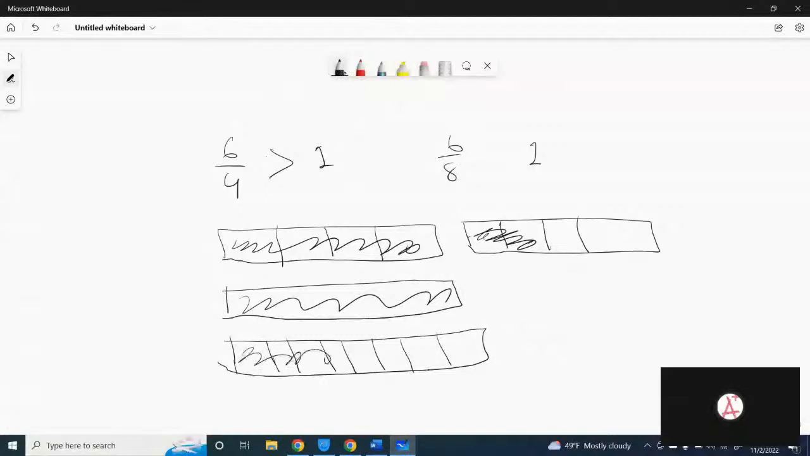Okay, out of 8, 6 are colored. So 6 by 8 is greater than 1 or less than 1? For the one, the whole one is colored. Got it? So 6 by 8 is less than 1. So 6 by 4 is greater than 1 and 6 by 8 is less than 1. That means 6 by 4 is greater than 6 over 8. Got it?